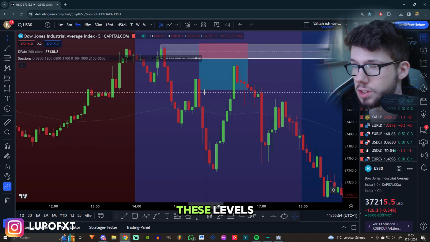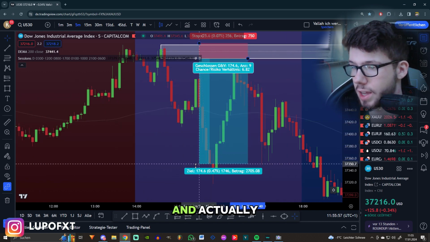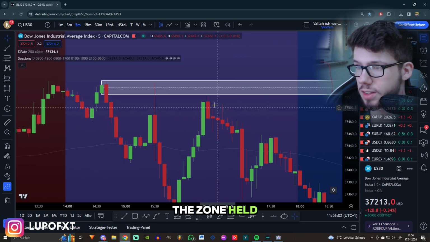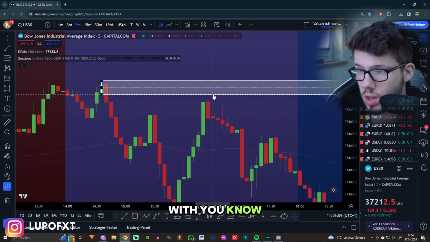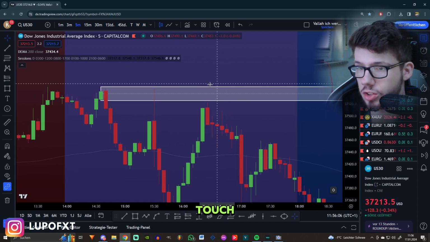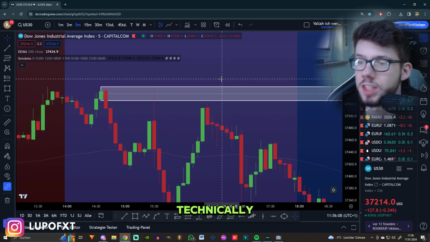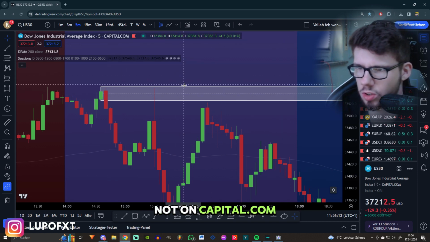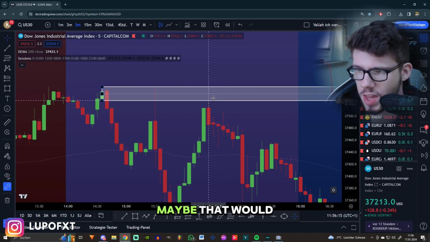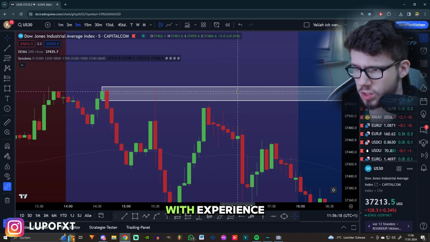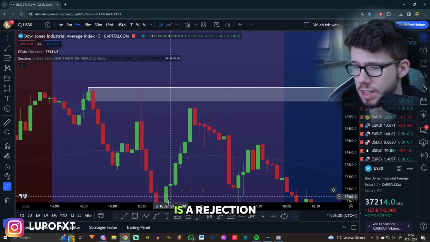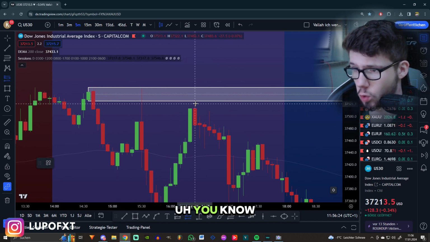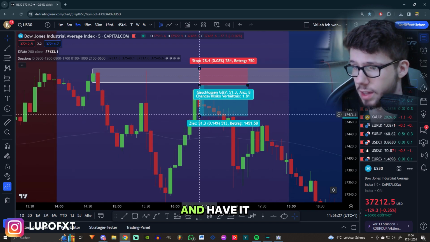And if you aim for these levels, for example, it would have been hit. And actually all of this would have been hit in no time. Here we can see, by the way, the zone held again. We actually almost came back to it. You could almost argue that this was a touch. I mean, technically it was not, but if we look on US 30, not on capital.com on TradingView, but forex.com, maybe that would have been a touch. Still, with experience, you would know, okay, this is a rejection right now, and we are still bearish. And we could have entered the trade right here once again and had another trade just like that again.